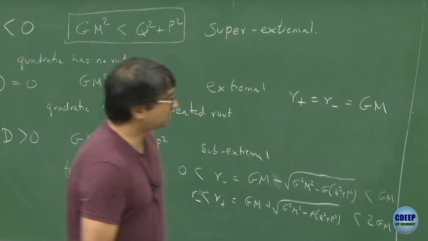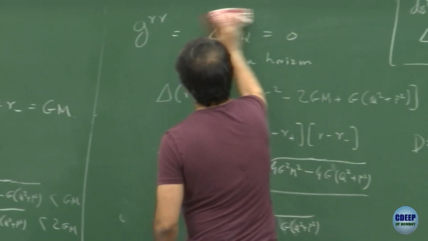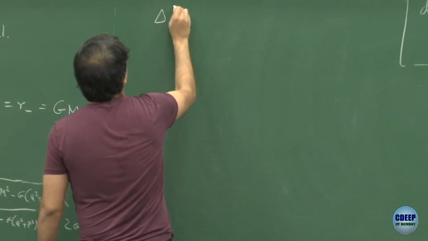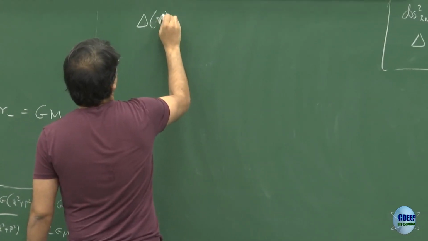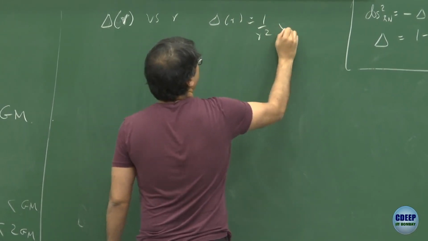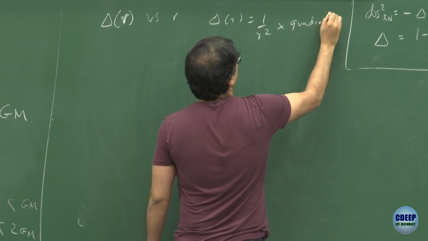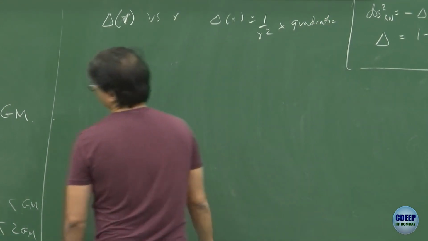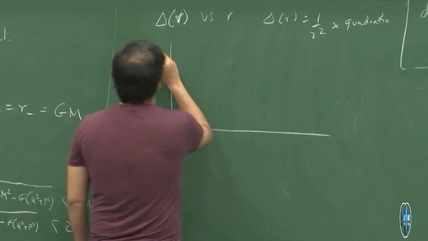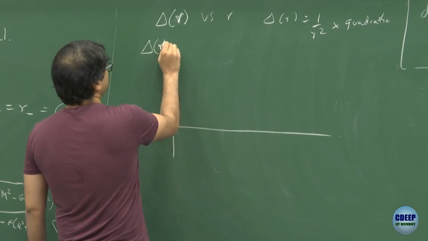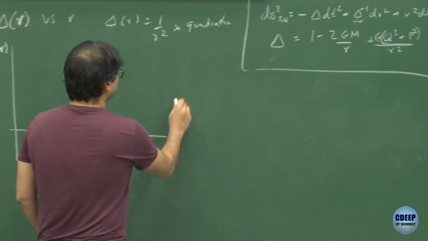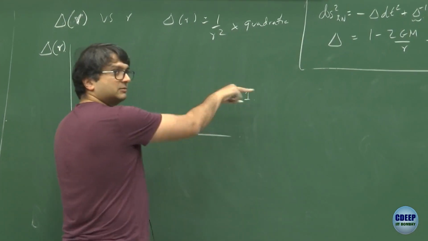Okay, so now let's plot delta of r versus r for each of these three cases. Delta of r is 1 by r square times the quadratic, which we had written down. If I plot delta of r versus r, it looks like this. One important thing is delta of r as r goes to infinity is 1. So in all cases, you will end up here. It will asymptote towards 1.